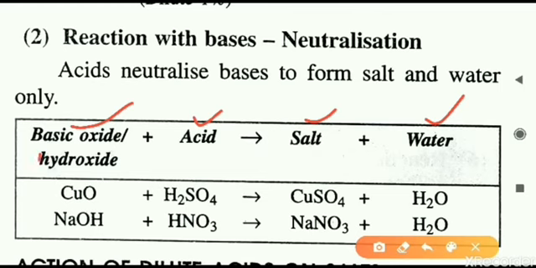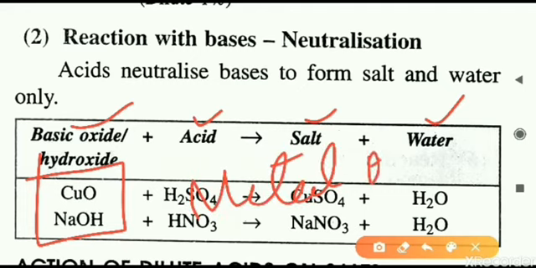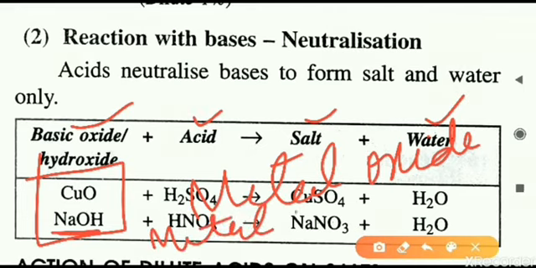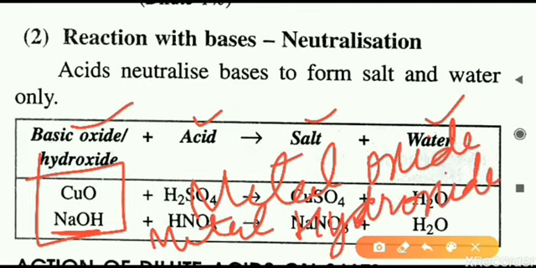From this you can note down that in the case of bases, two types of compounds can participate. It can be a metal oxide or a metal hydroxide. Like in this example you can see CuO, copper is a metal and oxygen is combined with it, that is a metal oxide. Or in the second equation you can see NaOH. Na, sodium, is the metal, and OH means hydroxide. So in the case of bases it can be a metal oxide or a metal hydroxide.